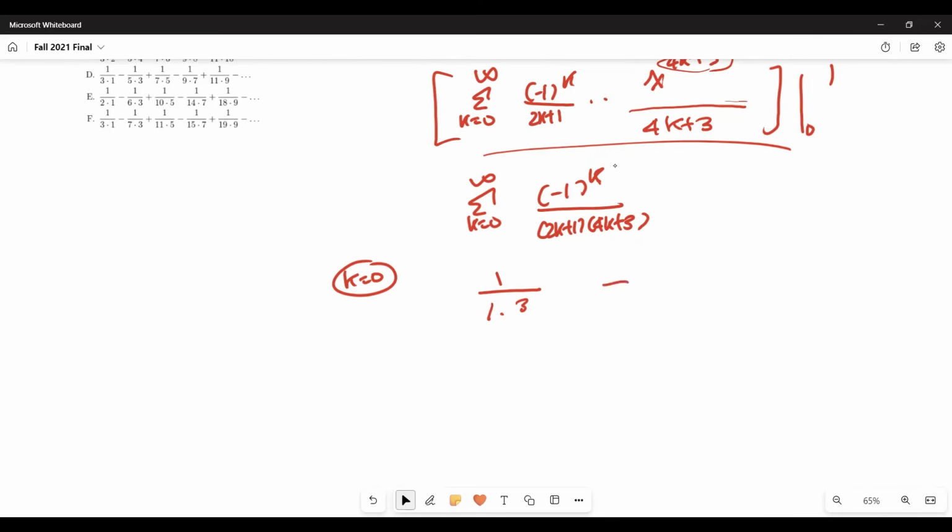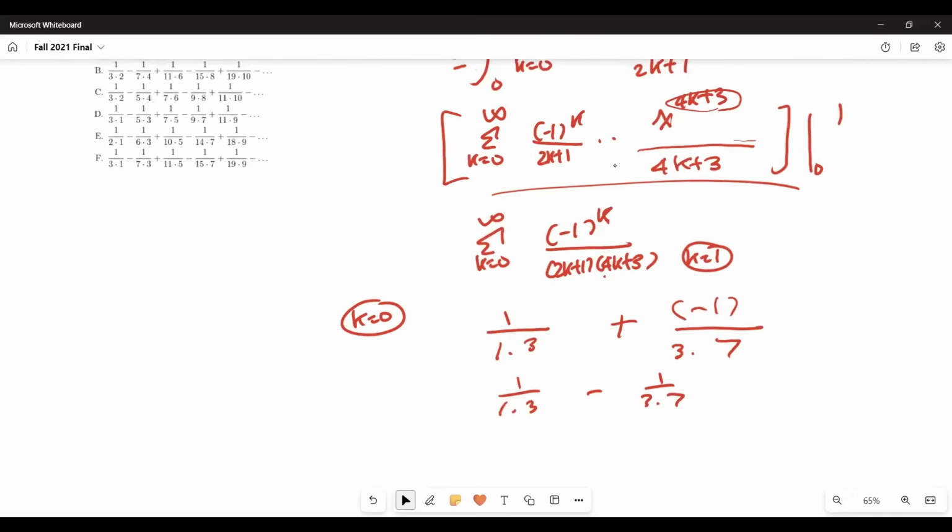Okay, and then let's do the second one. K equals 1. This is going to be negative 1 over 3 times 4k plus 3, so times 7. So 1 over 1 times 3 minus 1 over 3 times 7.